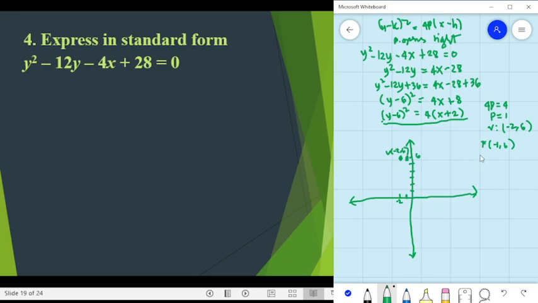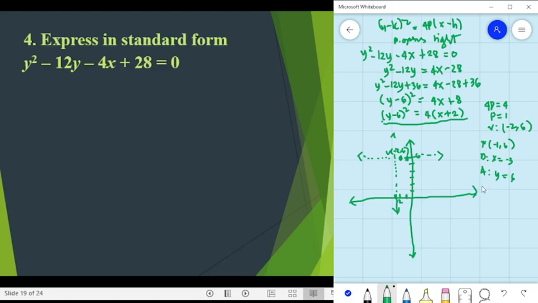And then your directrix has coordinates from the vertex, 1 unit to the left. So, this is your directrix. So, the directrix is x equals -3. Your axis of symmetry is this line, it should be y equals 6.